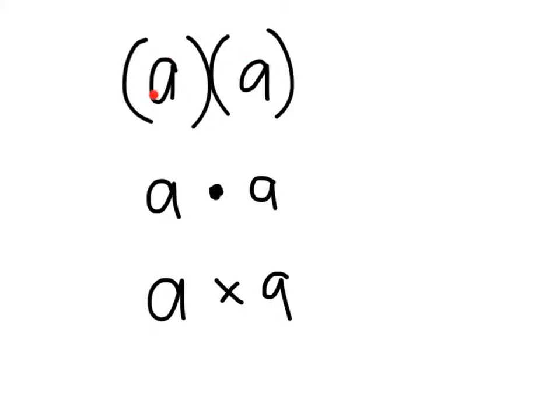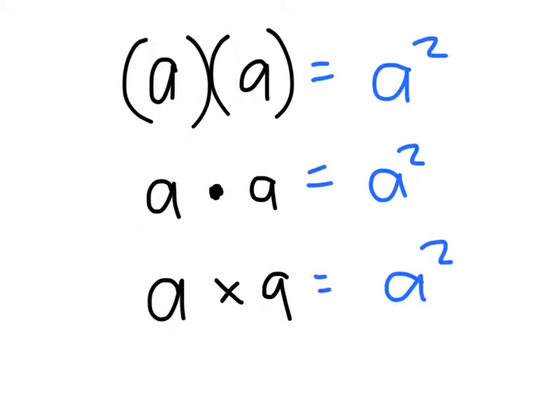Here we have three expressions, all saying the same thing. This is a times a, here we have a times a, and here we have a times a. So let's simplify these expressions. We know that a times a is a squared, a squared, a squared.